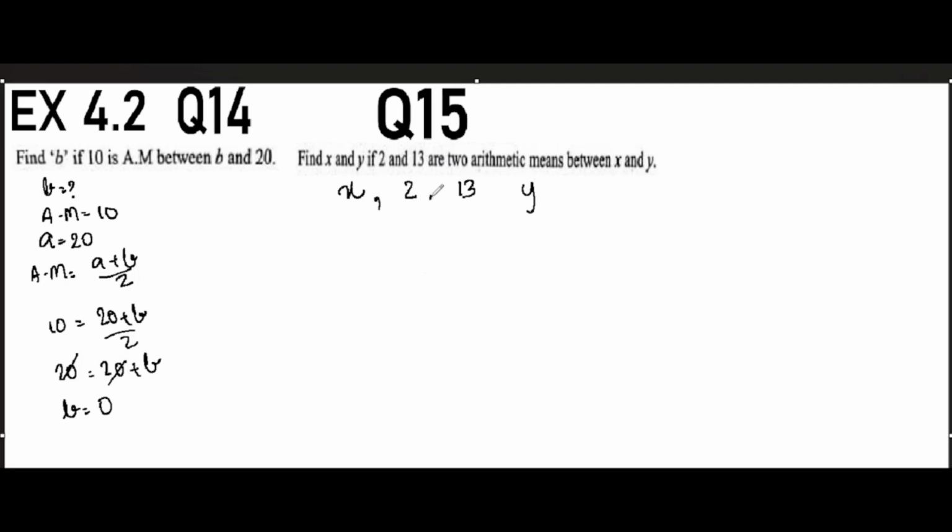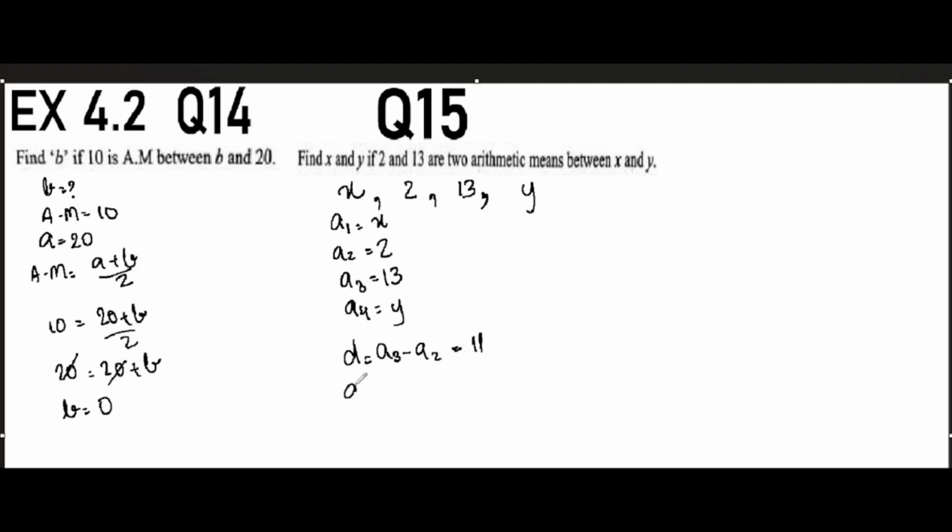So this is an arithmetic progression in which we have to find x and y. The first term is x, the second term is 2, the third term is 13, and the fourth term is y. We have to find the values of these two terms. First of all, we are going to find the difference d. We can consider d equal to the third term minus the second term, 13 minus 2, which is 11. So we have the common difference, which is 11.